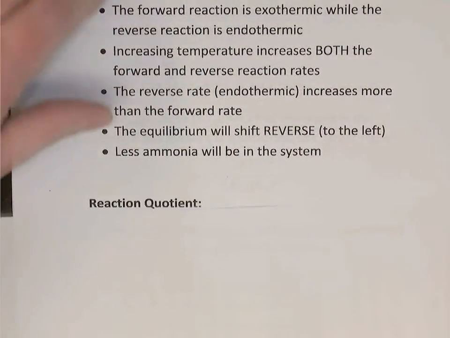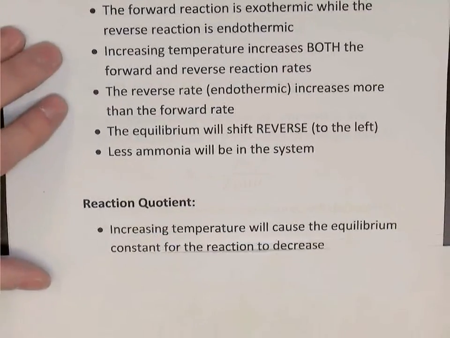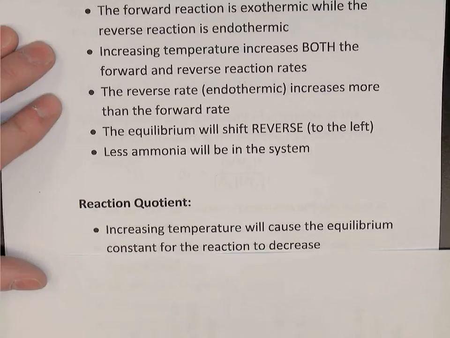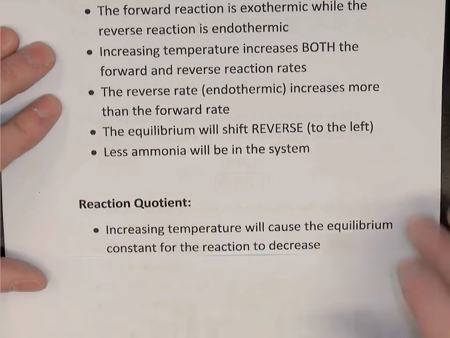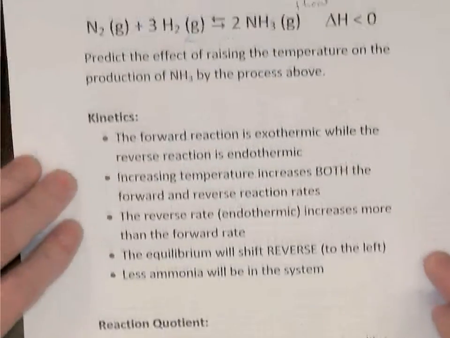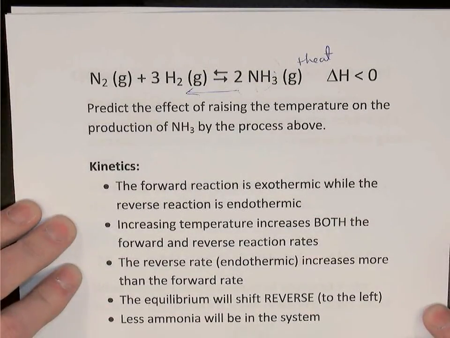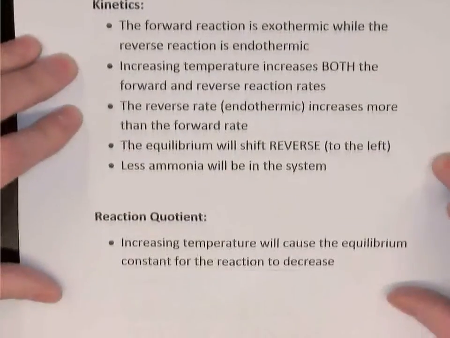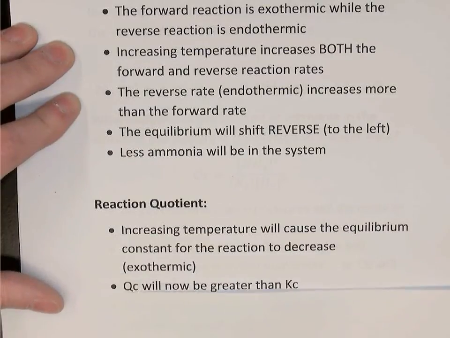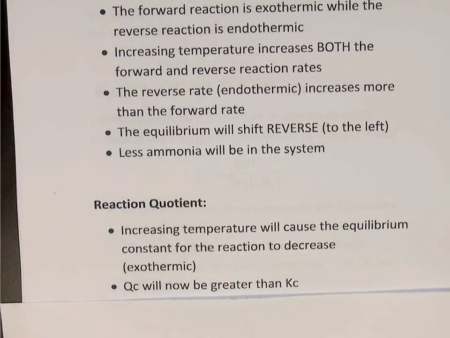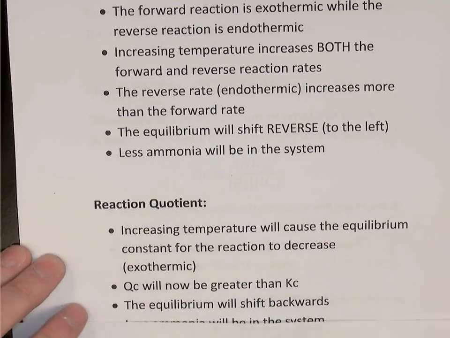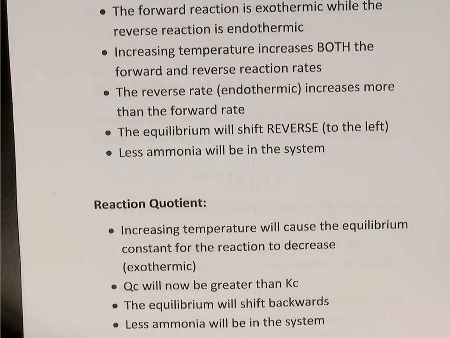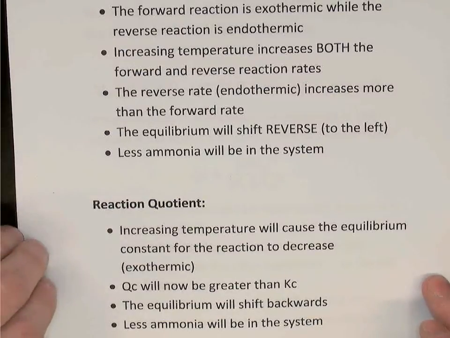From a reaction quotient perspective, we would argue that increasing temperature causes the equilibrium constant for this reaction to decrease. Now, why did I say that? The reaction as it was written was exothermic. Exothermic reactions, you remember, have larger equilibrium constants at low temperatures, and so if we're raising the temperature, the Kc will decrease for this reaction. Qc then is now going to be greater than Kc, and the reaction shifts backwards. So there's the explanation from the reaction quotient perspective.